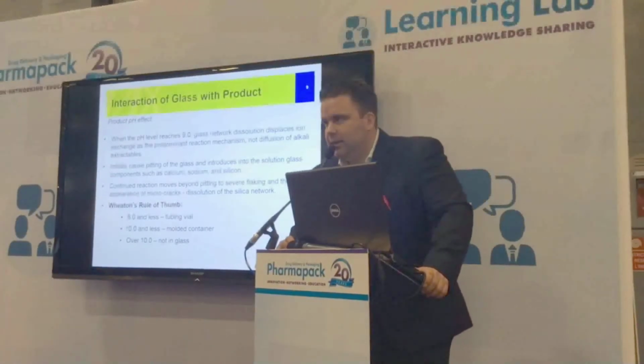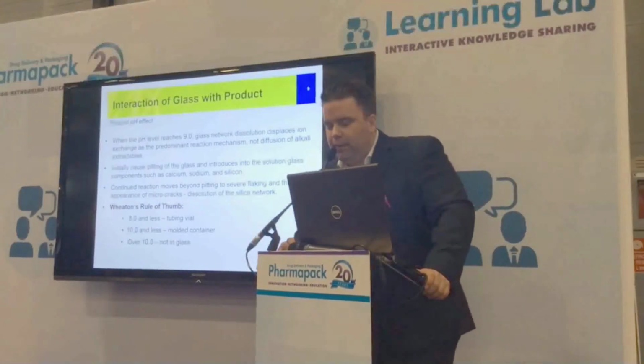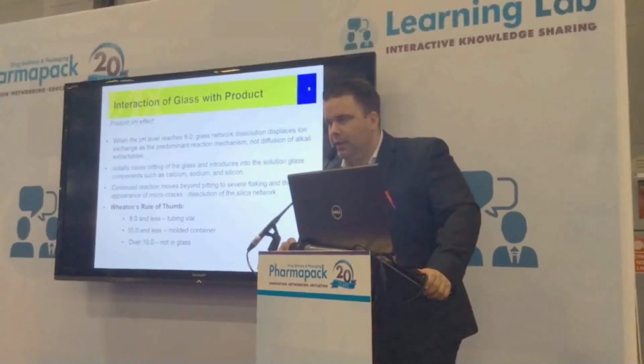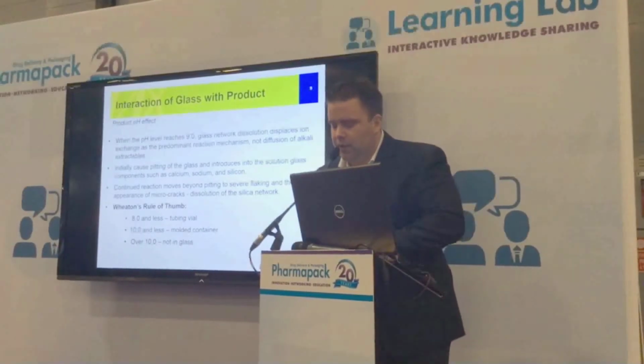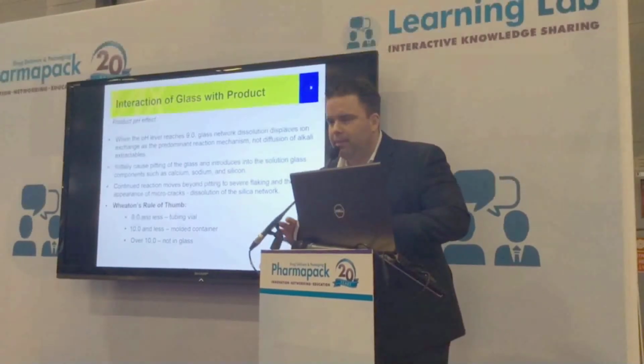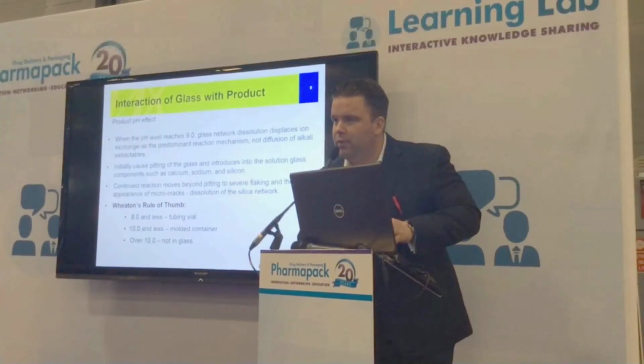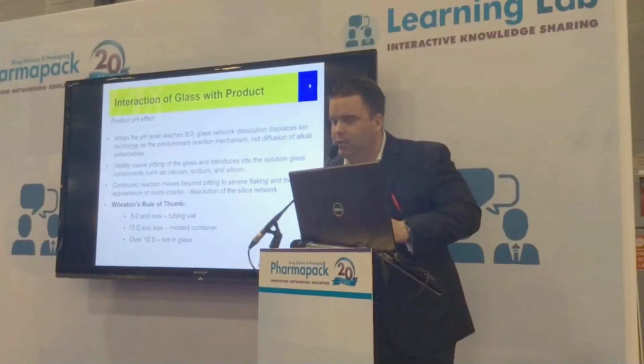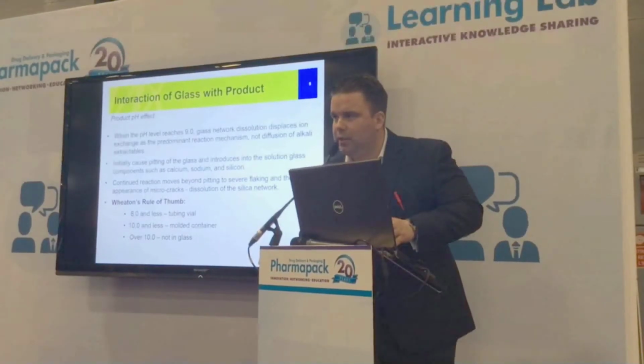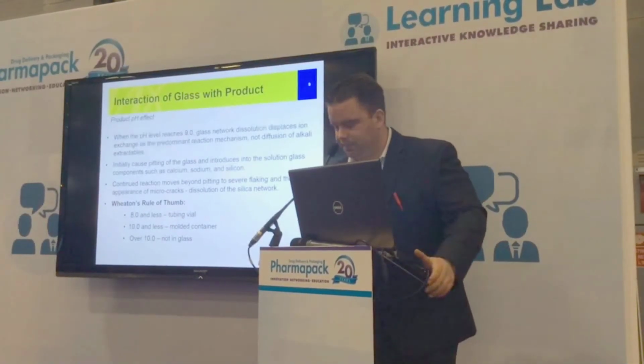So you may ask, why a tubing vial versus a molded container? This is associated with the manufacturing process. Remember, the tubing vial is manufactured via a one-step or two-step process, whereas a molded container is a one-step process.